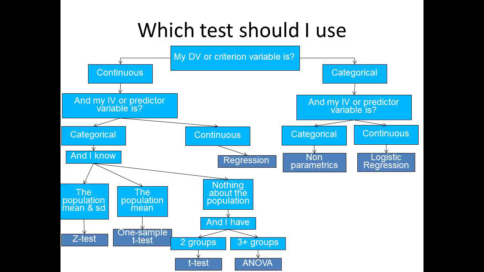So the first question is whether our dependent variable, or our criterion variable, is continuous or categorical. And so let's go to the right first. If it's categorical, that means we're predicting an outcome that occurs in groups. Something like, say if we were trying to predict the likelihood of students dropping out, that would be a categorical dependent variable. And we're not going to talk about any of the kinds of tests for that kind of outcome. They're a little too complex for the level we're at here.